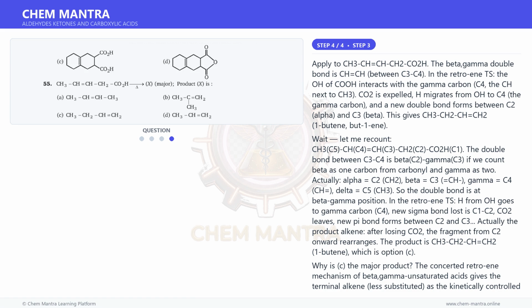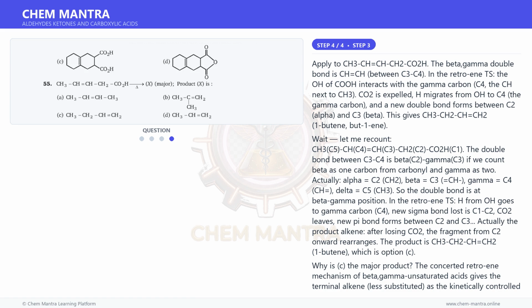Why is C the major product? The concerted retro-ene mechanism of beta-gamma unsaturated acids gives the terminal alkene, less substituted, as the kinetically controlled product through this specific cyclic TS. Options A and B would require different mechanisms or more substituted intermediates. Option D is only a 3-carbon alkene, which is incorrect.